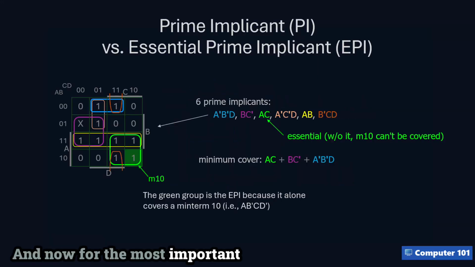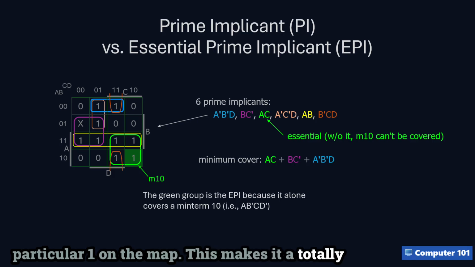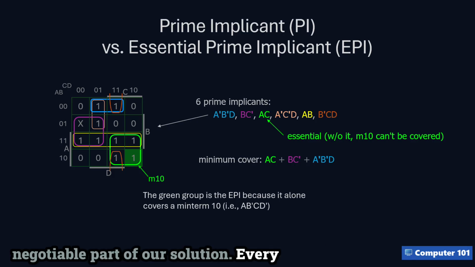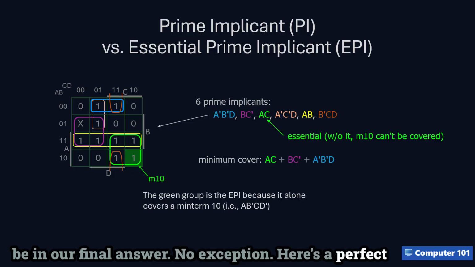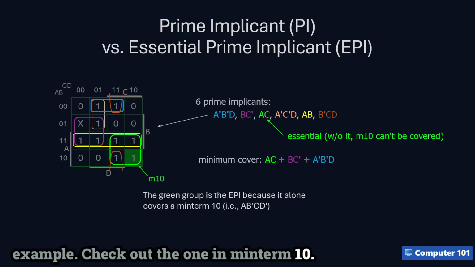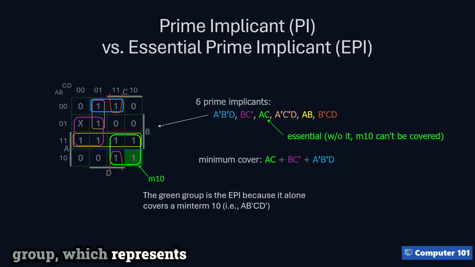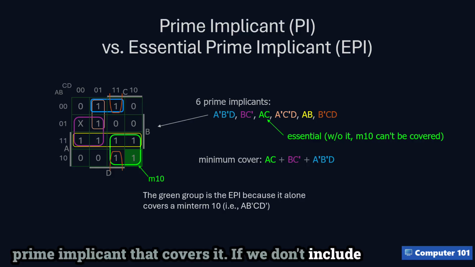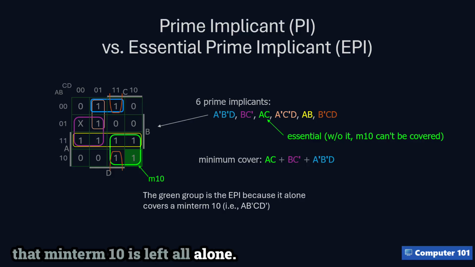And now for the most important term of all, the essential prime implicant, or EPI. So what makes a PI essential? Well, it's the only one that can cover a particular one on the map. This makes it a totally non-negotiable part of our solution. Every single EPI must be in our final answer, no exceptions. Here's a perfect example. Check out the one in minterm 10. The green group, which represents the term AC, is the only prime implicant that covers it. If we don't include AC, that minterm 10 is left all alone. That's what makes AC an essential prime implicant.